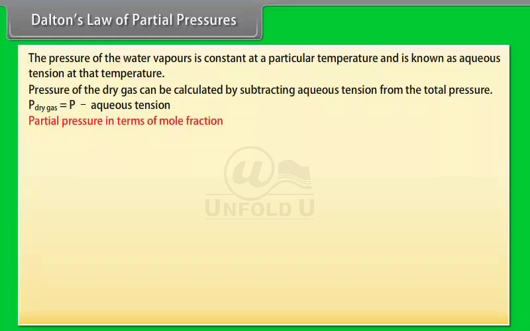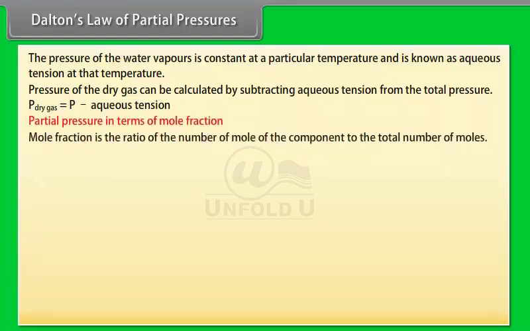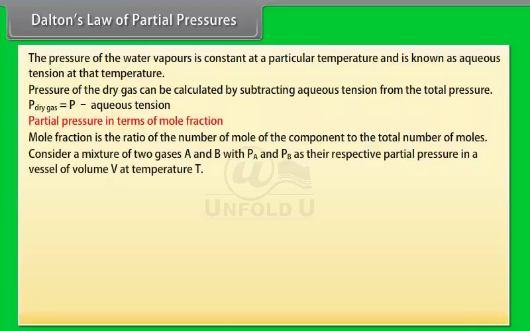Partial pressure in terms of mole fraction. Mole fraction is the ratio of the number of moles of the component to the total number of moles. Consider a mixture of two gases A and B with Pa and Pb as their respective partial pressures in a vessel of volume V at temperature T. Then, Pa is equal to NaRT by V, and Pb is equal to NbRT by V.